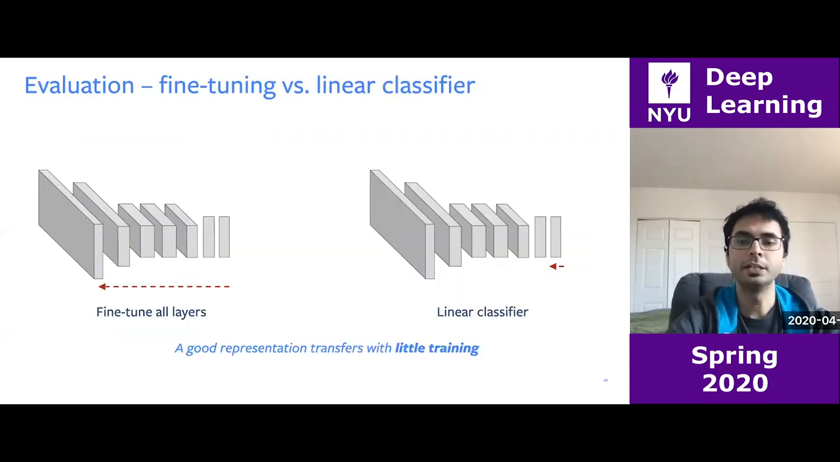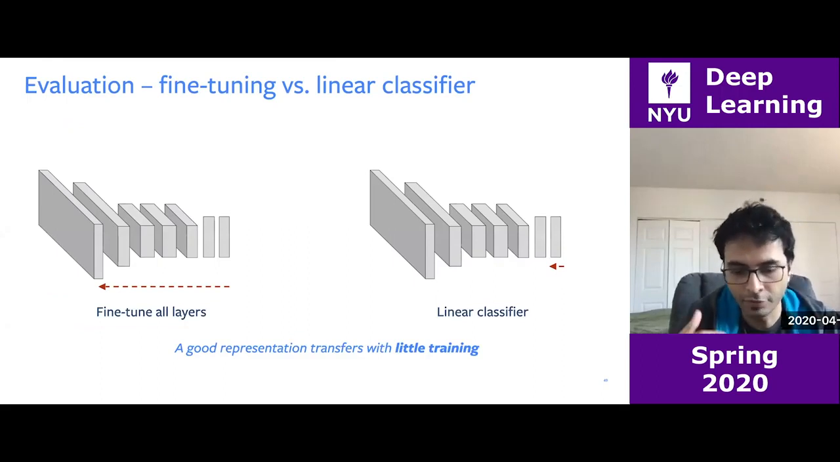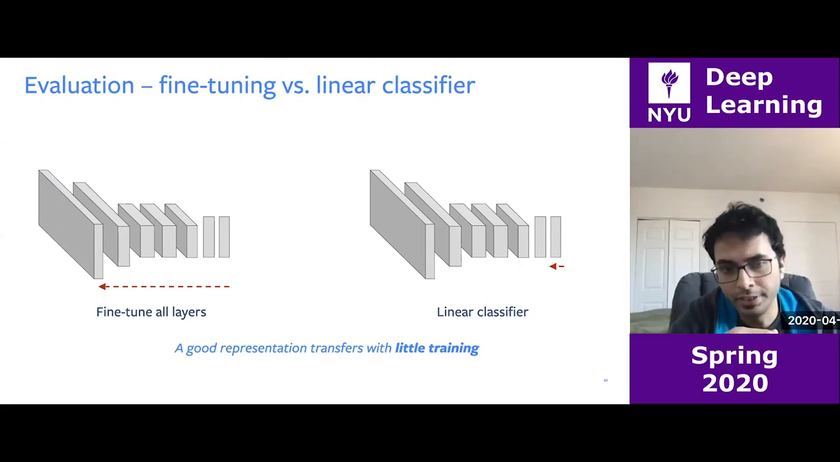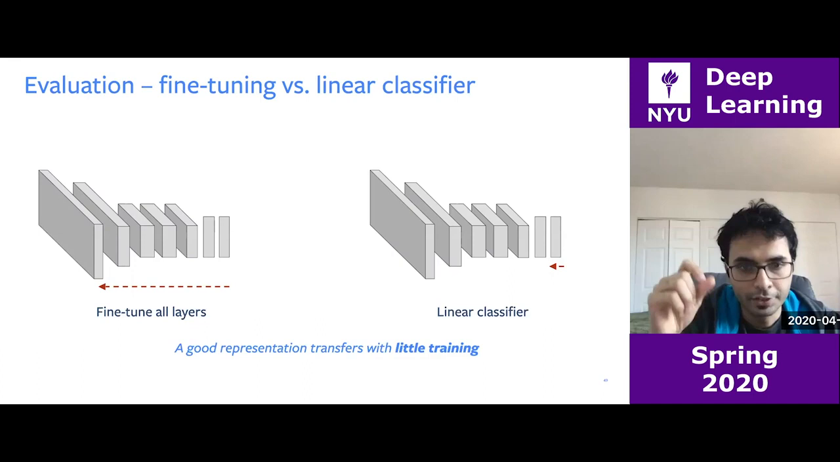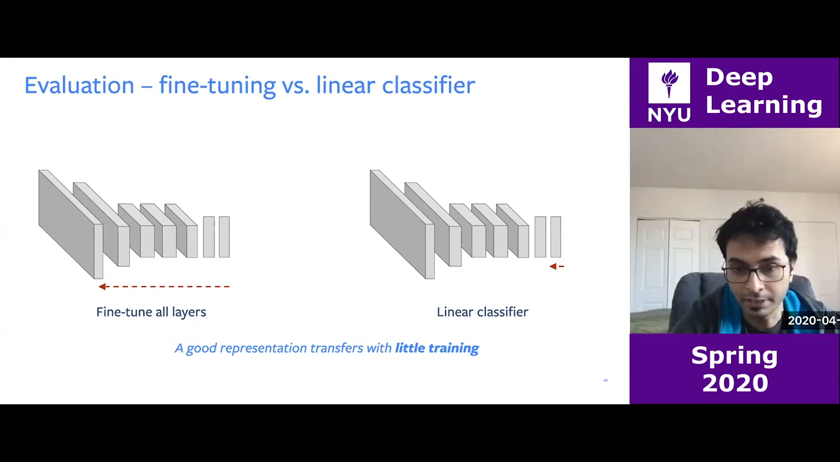In terms of evaluation, there are 2 ways to evaluate once you have a self-supervised pre-trained network. And there's still a lot of debate on which one is exactly the right method. The first way is to fine-tune all the layers of a network. So you have a downstream task, say pose estimation or image classification. You train this network and you update all the parameters of this network for the downstream task.